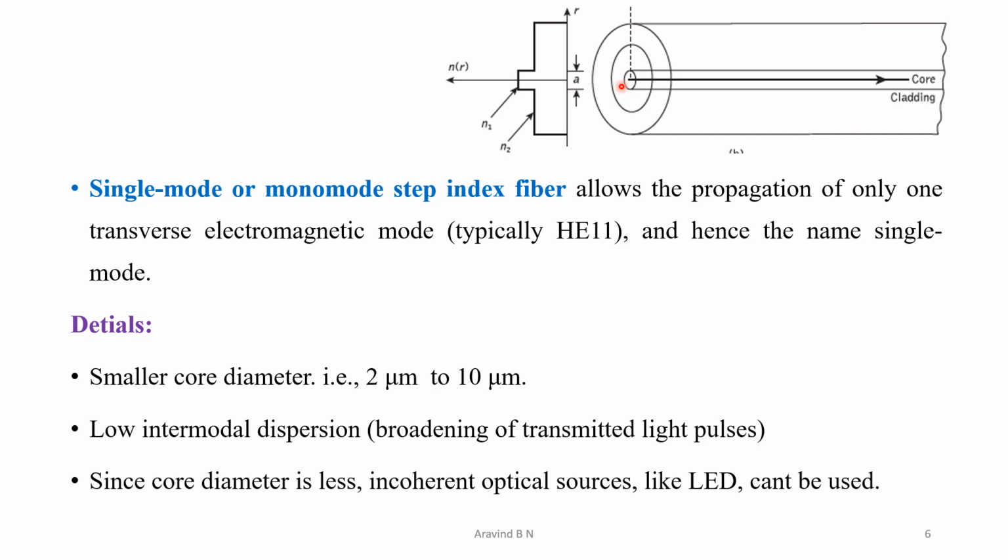Let's have more details about this single mode step index fiber. Smaller core diameter, that is 2 micrometer to 10 micrometer. Low intermodal dispersion. Intermodal dispersion stands for broadening of the transmitted light pulses. Since only one light pulse is being transmitted through the core, the intermodal dispersion is quite less in this case. Since the core diameter is quite less, coupling of optical sources like LED is quite difficult in this case.